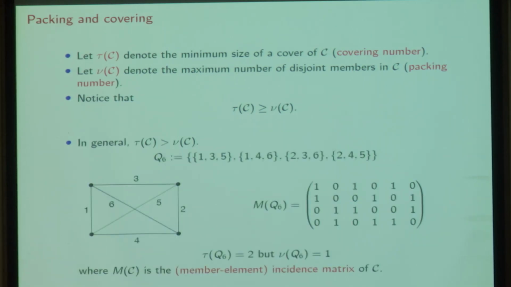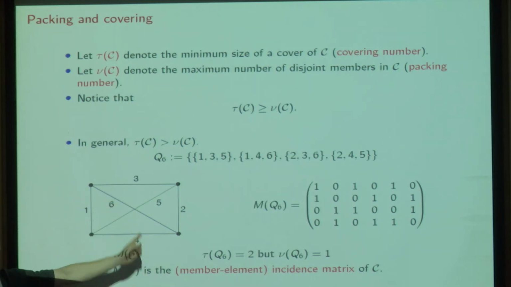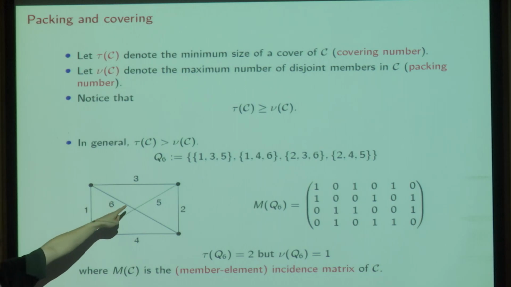If you look at this example, I have the edges of K4, which is a complete graph on 4 vertices, and I take triangles. I have 4 triangles in K4, but to intersect all these 4 triangles, I need at least 2 edges. That's why the covering number is 2. But there are no 2 disjoint triangles in the graph. That's why the packing number is 1. So the inequality is strict in this example. This is called Q6, and this example will appear in many of our theorems later.